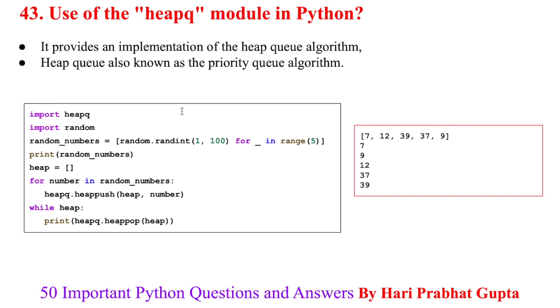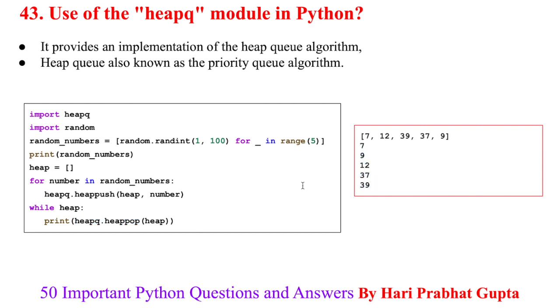So here in this given code, the random numbers is a list containing 5 random numbers between 1 and 100. The code creates an empty heap and uses the heapq heappush function to push each element onto the heap. The heappush function maintains the heap property, which means that the values are stored according to their priority. And then the code uses a loop to remove the items from the heap using the heappop function. This function removes and returns the smallest item from the heap, maintaining the heap property as the items are removed.